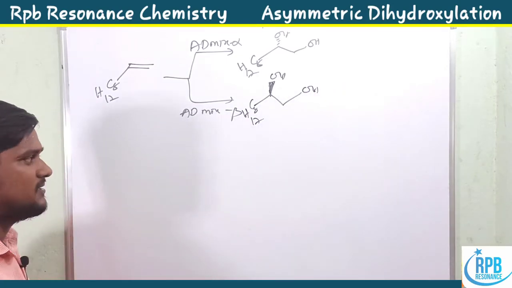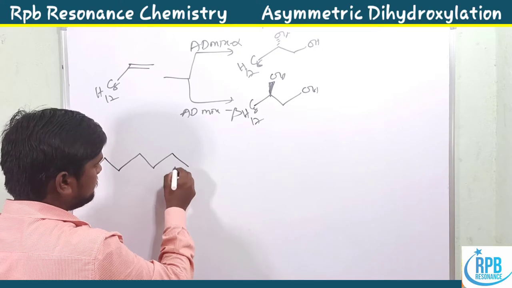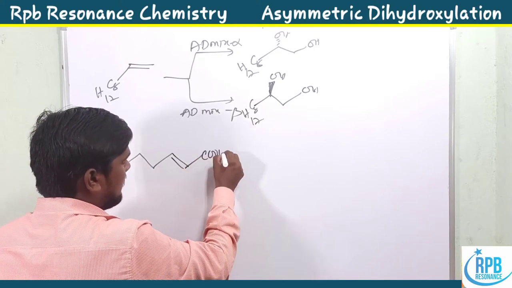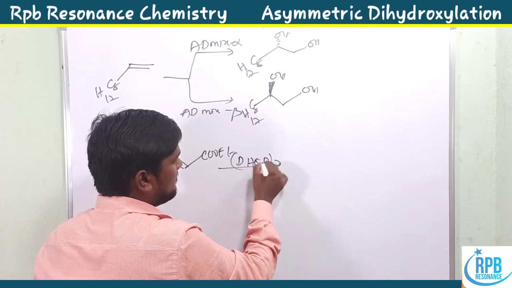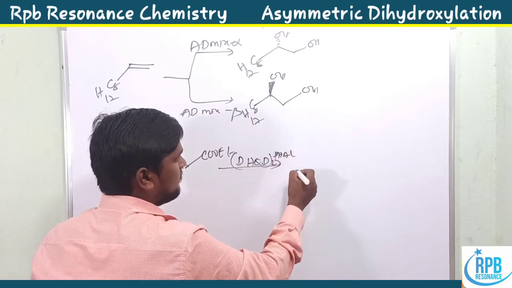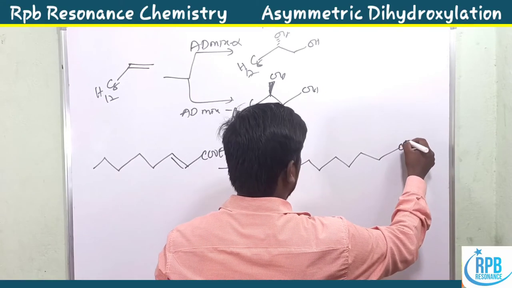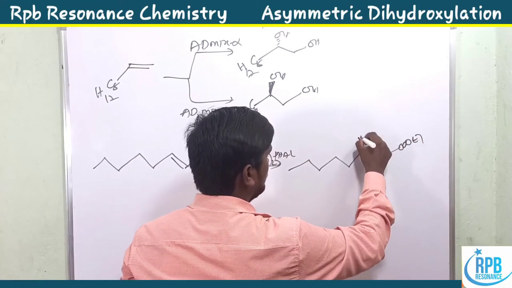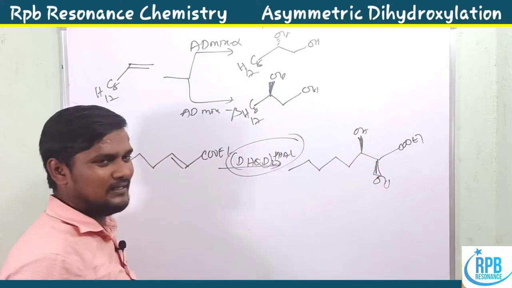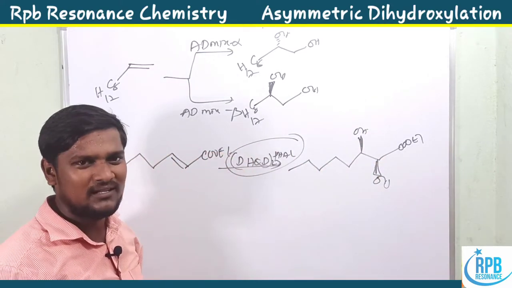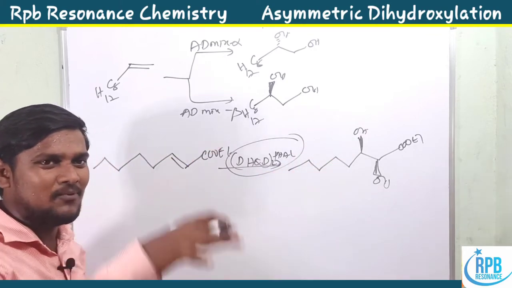This is the OH. Not only this, many alpha beta unsaturated compounds can also undergo dihydroxylation with DHQD taken twice, PHAL. We will get above the plane alcohols, COOethyl. Why? Because of the chiral ligand: if DHQD is given, it indicates an above the plane attack. We will get the two hydroxyl groups as above the plane alcohol.